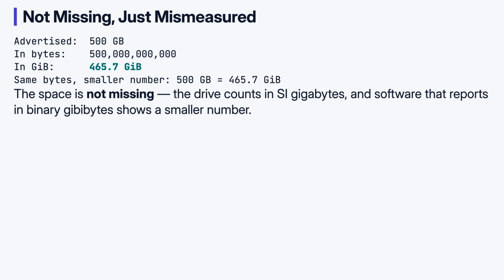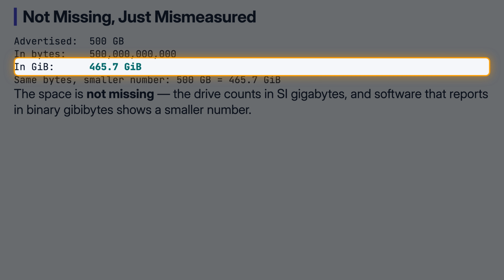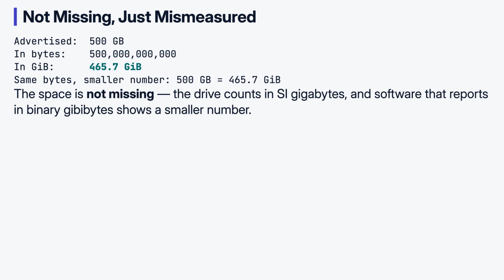A drive advertised as 500 gigabytes really is 500 billion bytes. But software that measures in binary gigabytes divides by 1024 3 times and gets about 465.7. The number shown falls by about 34, but it is the same bytes, only the unit changed from gigabytes to gibibytes. Nothing is lost. The space is not actually missing. The drive counts in SI gigabytes and the software reports in binary gibibytes. It is a unit mismatch, not lost storage.